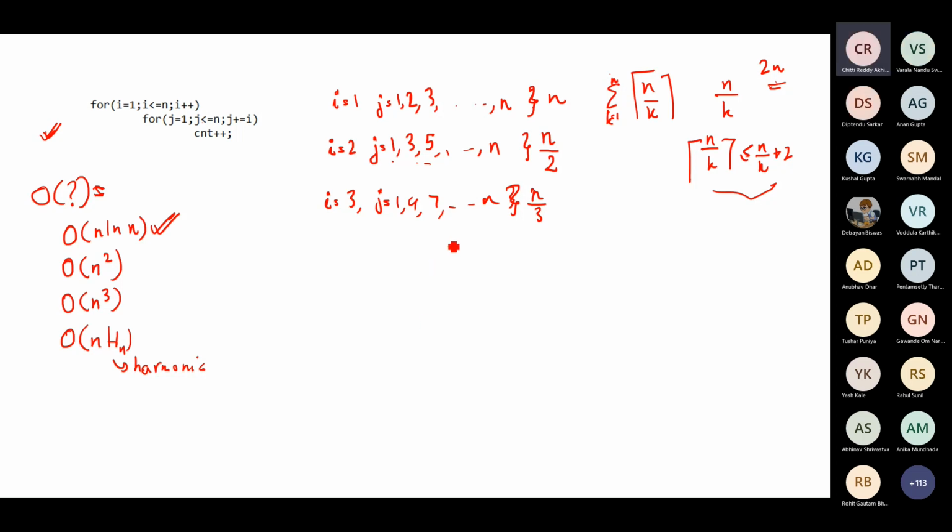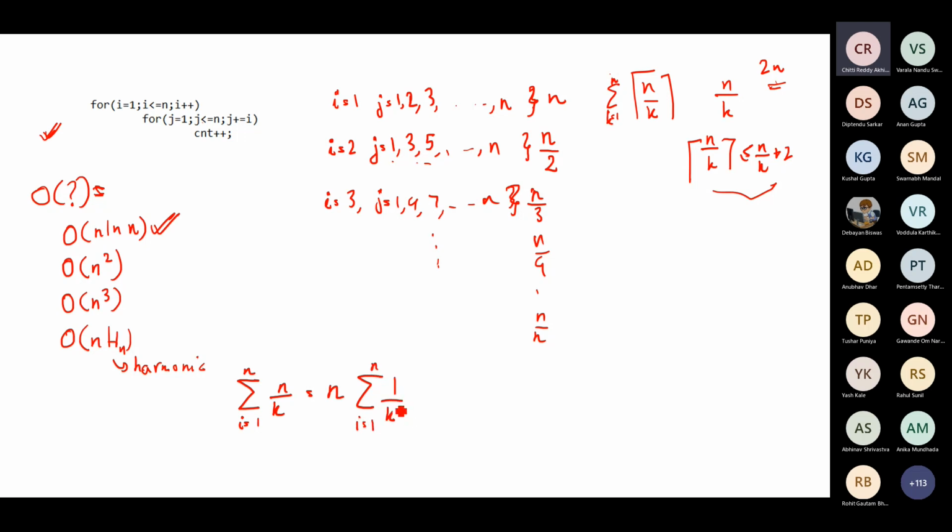Let me just continue. If we continue this, you'll just get the same pattern, n by 4 up to n by n. So basically you will just get the sum, k equals 1 to n of n over k, and then you can write this as n times the sum of 1 over k, like this.